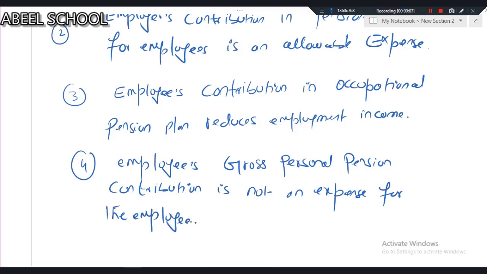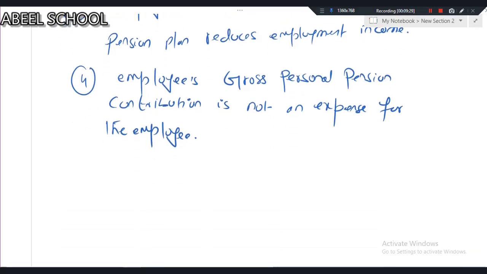So when an employee, or any individual, is contributing gross PPC for himself or herself, such contribution is not an expense. Now the question arises, then what are the benefits of gross personal pension contribution? We did discuss the benefits a while back. Let us discuss again. Let me first repeat: any individual who is contributing gross PPC for himself or herself, that is not treated as an expense.